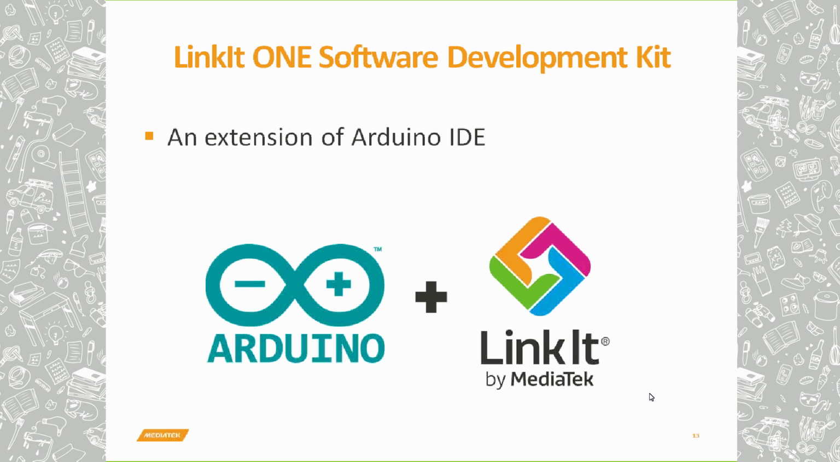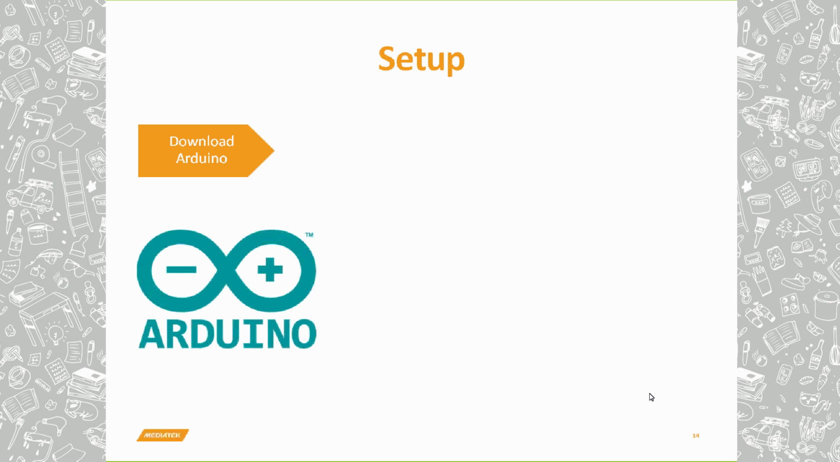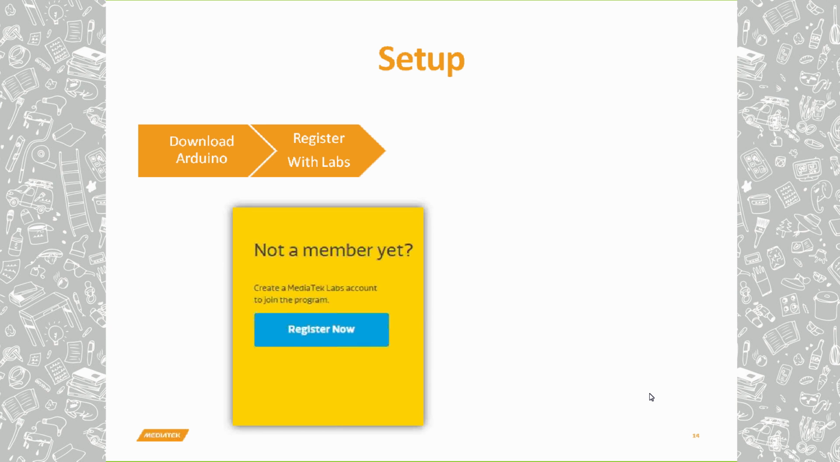How do you set it up? The setup is a very simple process, and it should not take you longer than 5 minutes. So first, you download the correct Arduino version. At the moment, we support 1.5.7, but soon we will support 1.6.4 as well. You register with Labs if you're not already registered, and then you download our SDK.